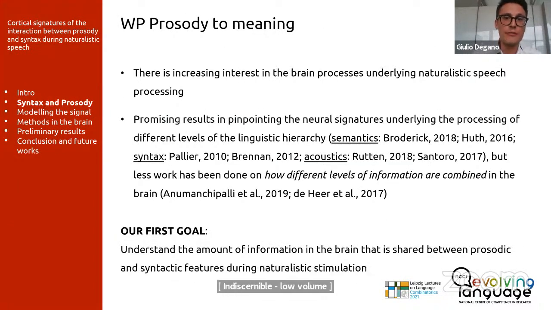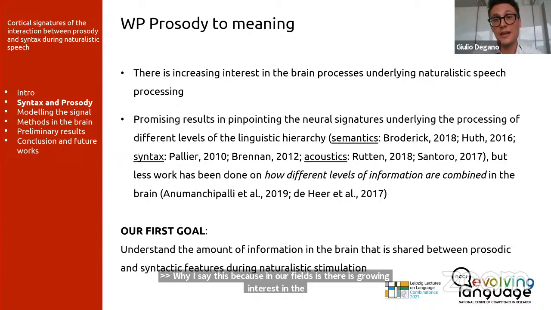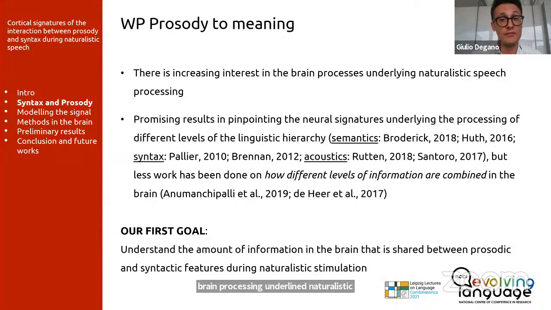But I say this because in our field, there is a growing interest in the brain processes underlying more naturalistic speech processing. This type of design, of course, has the drawback of including a greater number of confounding variables, but has the great advantage of reflecting what is exactly happening in the brain in real-life situations. The recent increase in computational power has brought great benefits in neurolinguistic research, and promising results have advanced our understanding of neural signatures underlying the processing of different levels across the linguistic hierarchy. However, the majority of these studies have investigated these levels independently. So our goal is to look at how they interact.